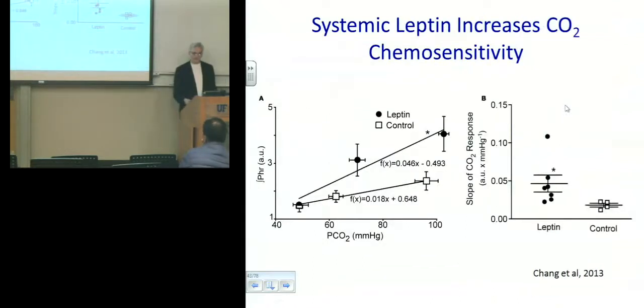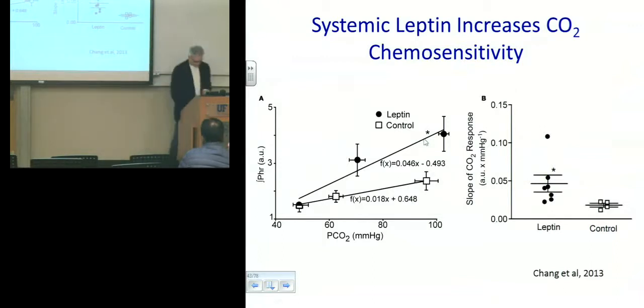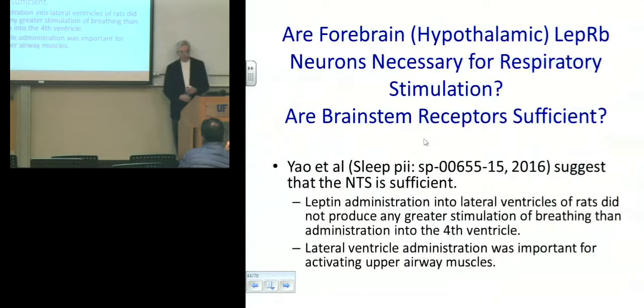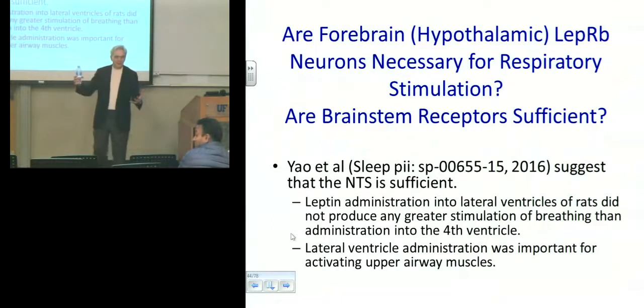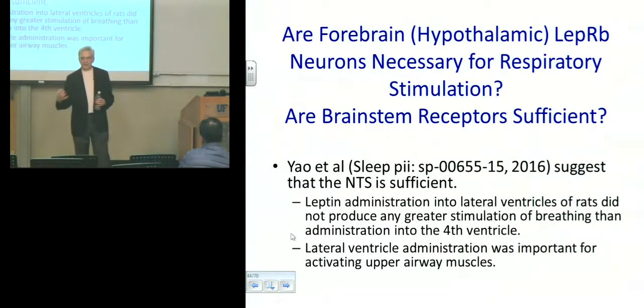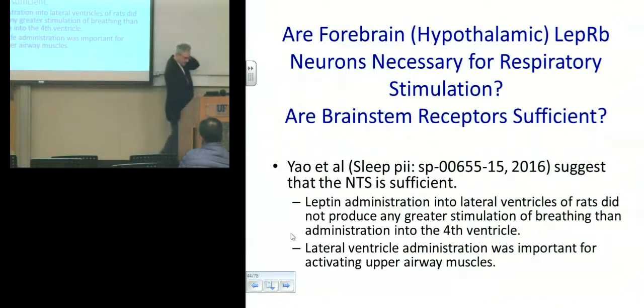You also have, and it's been documented by other people, an increase in the response to CO2. So CO2 chemosensitivity, the slope gets greater. And just recently, David Fuller with the Yowan Company published a paper looking at where the leptin may be working. And they did it in an interesting way. They did the leptin injections into the fourth ventricle or the lateral ventricles.